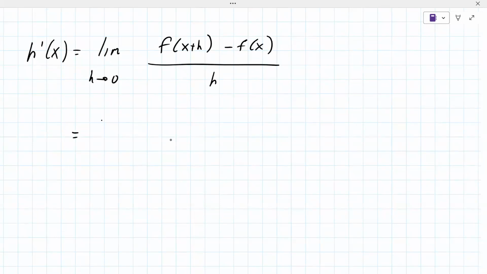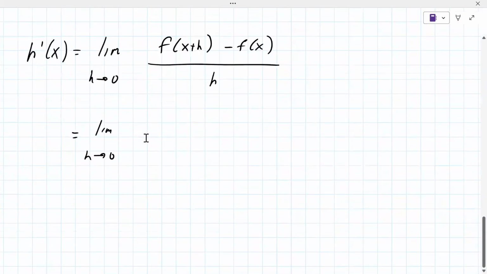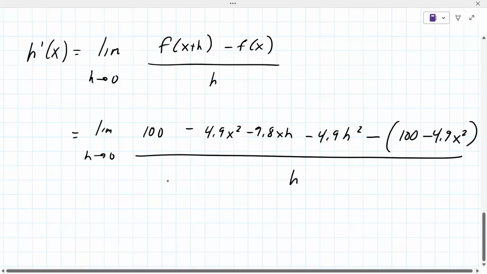All right. So we have all these things. So it's the limit. And if you're doing it officially, you really are supposed to write this limit every time. So it's all of this. I have the benefit of copy and paste here. All of this minus 100 minus 4.9 x squared all over h, like that.